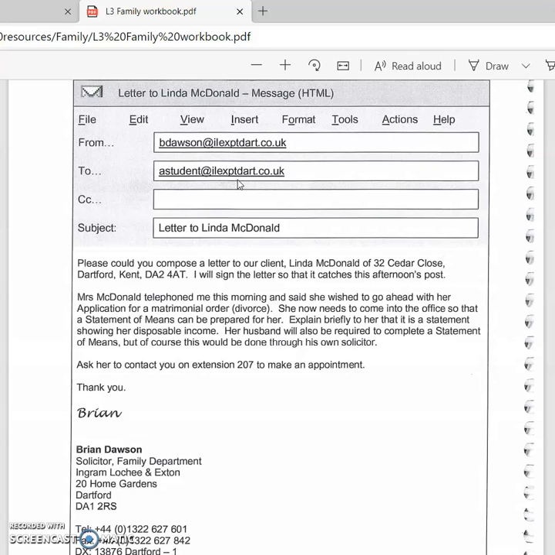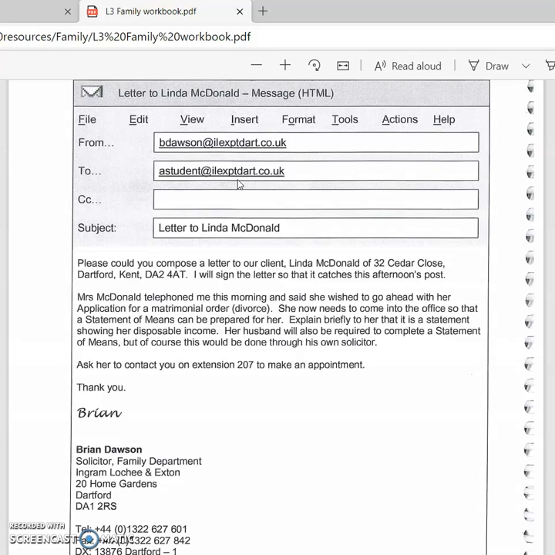Okay? Then you'd enter twice, and then you would put her name and address, Mrs. L. MacDonald, next line 32 Cedar Close, next line Dartford in capitals, next line Kent, and then the postcode as it says. Then you're going to enter twice, and you're going to put Dear Mrs. MacDonald. Then you're going to enter twice, and then you're going to put a subject heading. You don't necessarily have to put a subject heading, but it might be a good idea, and it could be something as simple as your divorce.